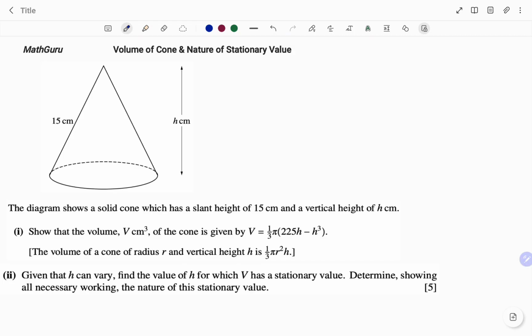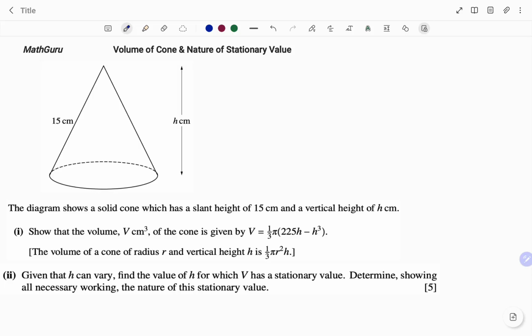The diagram shows a solid cone which has a slant height of 15 centimeters and a vertical height of 8 centimeters. One, show that the volume V cm cubed of the cone is given by V equals a third of pi (225h minus h cubed). And 2, given that h can vary, find the value of h for which V has a stationary value and also determine, showing all necessary working, the nature of this stationary value.